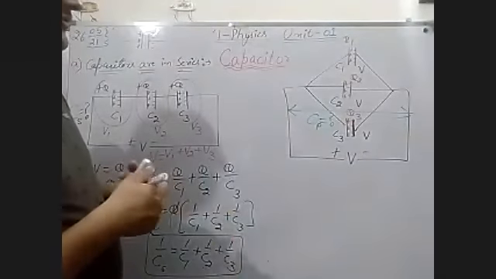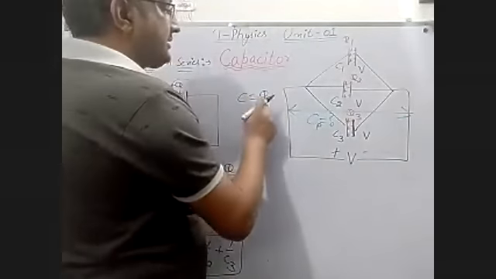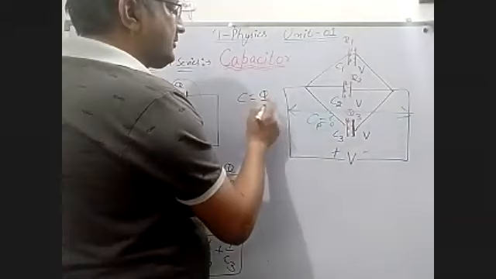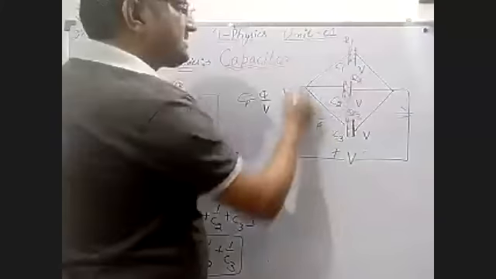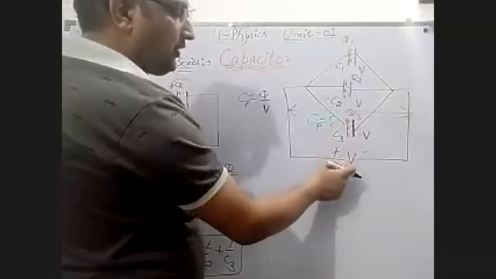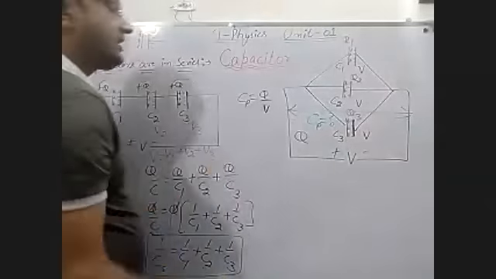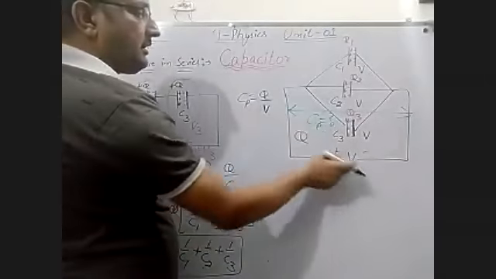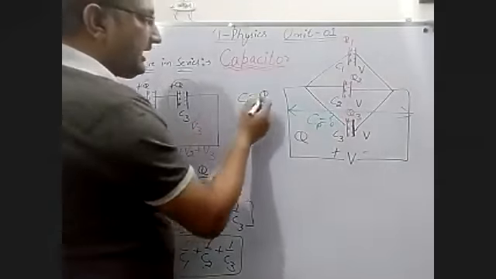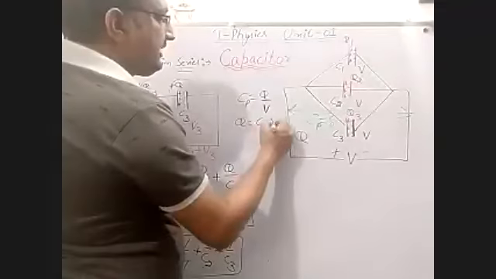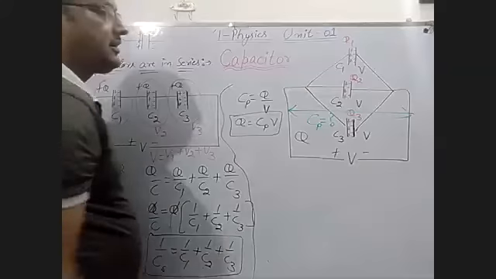Now, by definition, we know that capacitance is equal to Q by V. In this case, we can take Cp is equal to Q by V. Total charge from the voltage is capital Q, capacitance is Cp, and V is the total voltage. Then we can write this as Cp is equal to Q by V, and Q is equal to Cp into V.